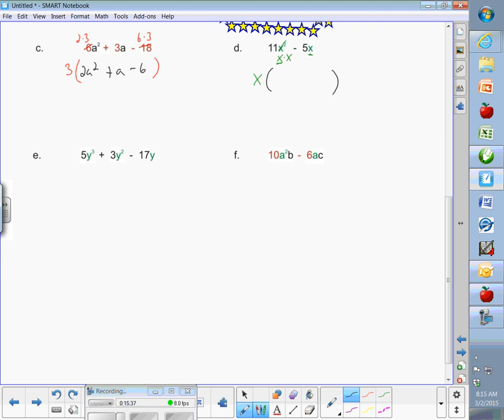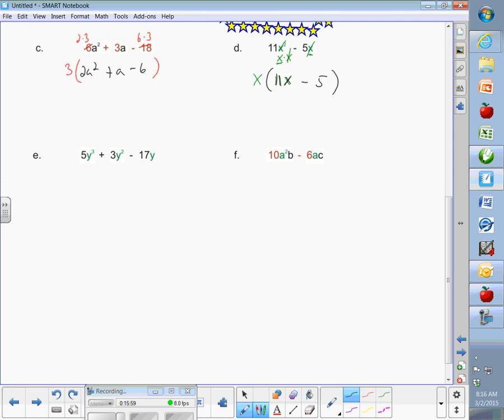Now I've just taken the common x out, right? If you want to, you can cross them off when you take them out. What's left in the front? 11x. What's left in the back? Negative 5. Again, multiply back out to check.